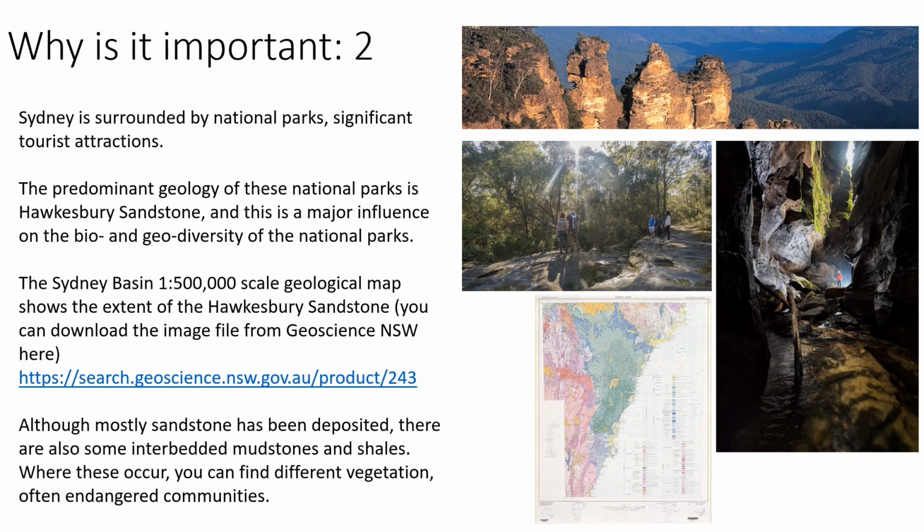And although mostly sandstone has been deposited, there are also some interbedded mudstones and shales which reflect a change in the environment away from a large river. And where you find these mudstones and shales, you will find that they don't transmit water through them so well. They are more of an aquitard, less of an aquifer, which means there's more moisture available in the rock. And you often find different vegetation, and often endangered communities.